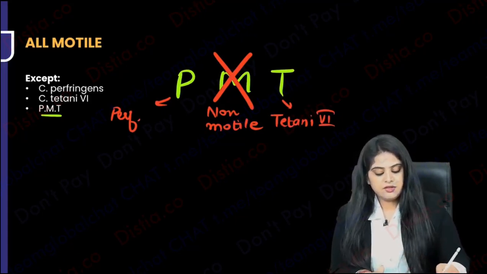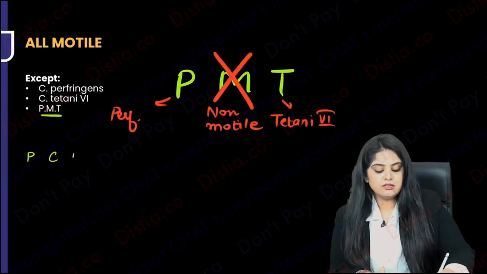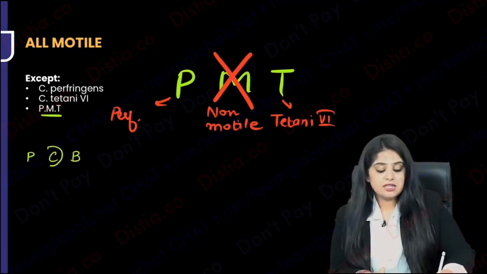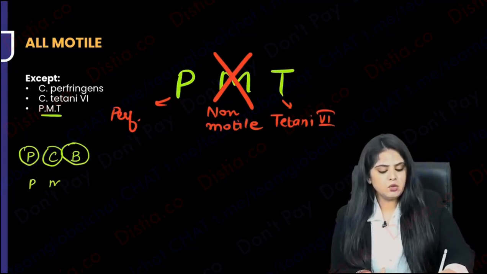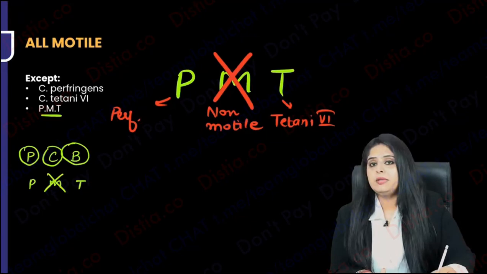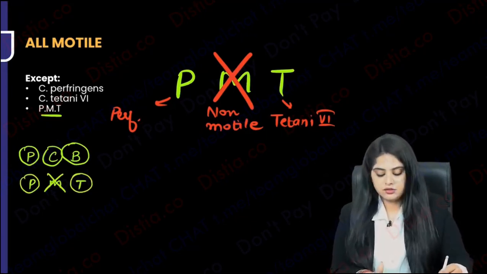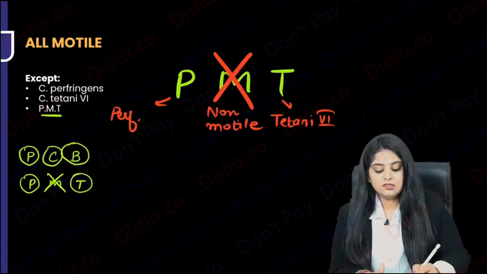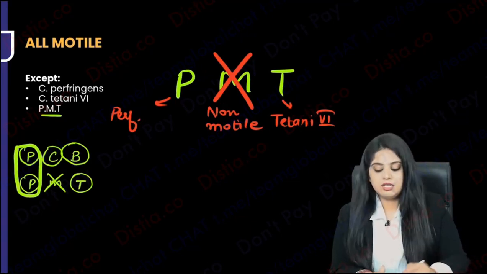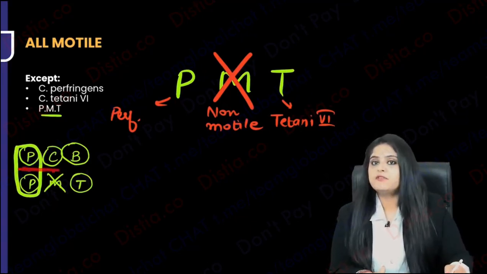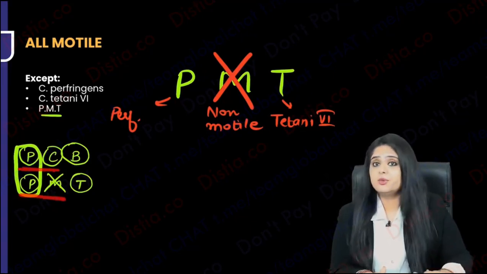So simple. Let's do a very quick recap. You have two things. One is PCB. So which are the capsulated ones? Perfringens and butyricum. Which exam did you want to kill? I wanted to kill PMT. So who is non-motile? Perfringens and tetani 6. This is also done. Now we can go on to this exception, because perfringens is coming as an exception everywhere. Now tell me, what is it with capsule? Yes, perfringens has a capsule. Is it motile? No, it's not motile.